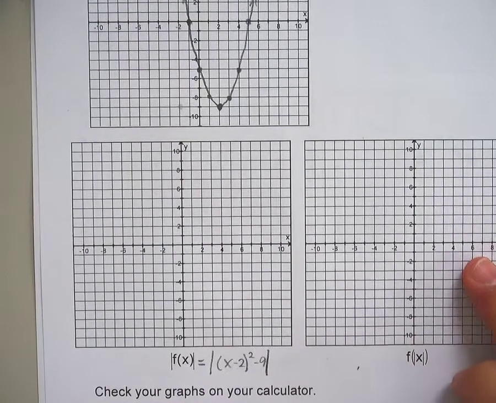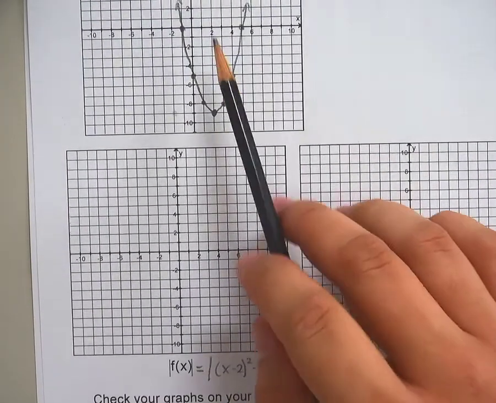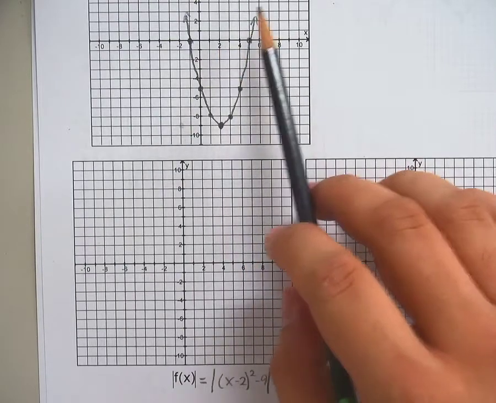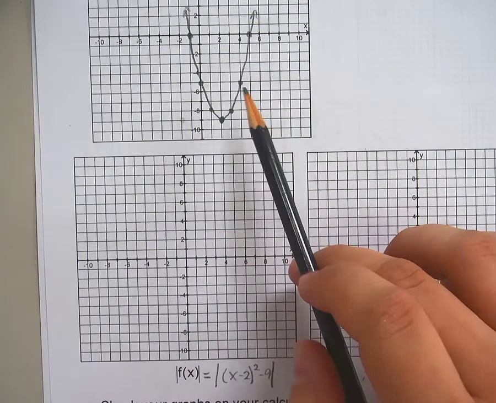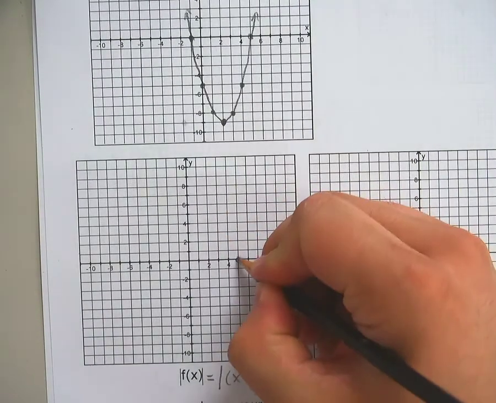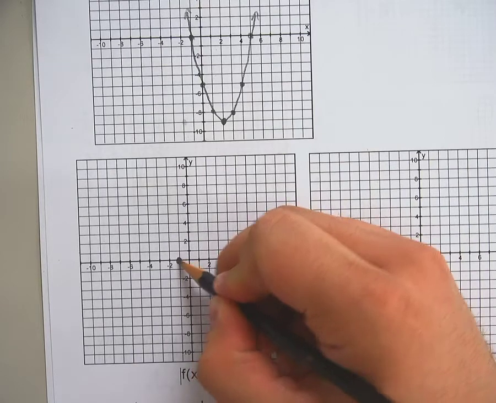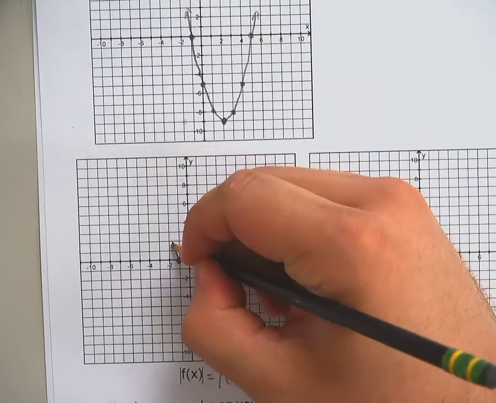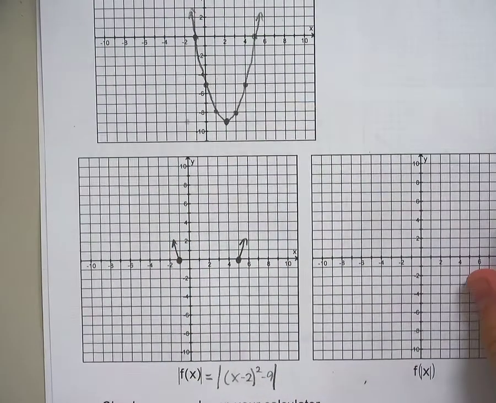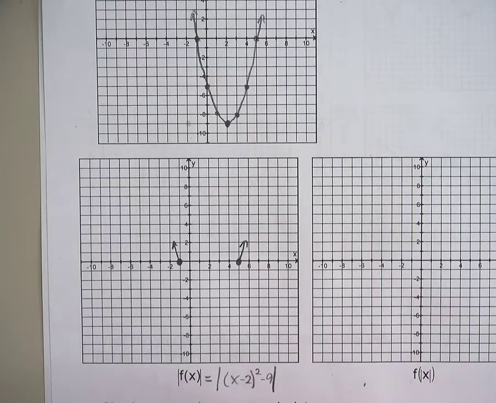All right, so that means what I like to do on this is go ahead and plot any points that I have that are on or above the x-axis, because those aren't going anywhere. So I've got 5, 0. I've got -1, 0. And it's going to go up just like that, just like it does up here. The top half of the graph does not change.